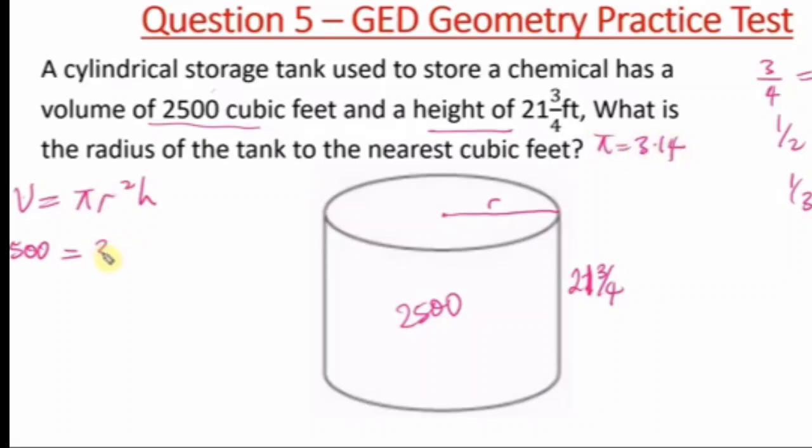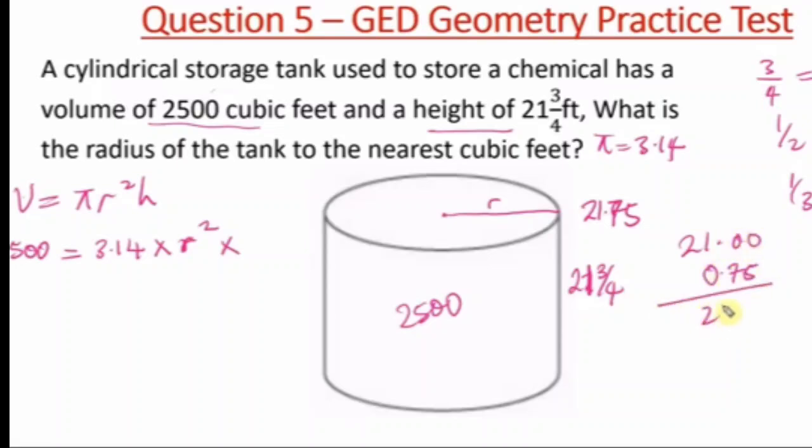3.14. So we have 3.14 times r squared, since we don't know r, times h, which is 21 3/4. We can quickly change this to 21.75. Just add 0.75 to 21. When you add it, you have 21.75.